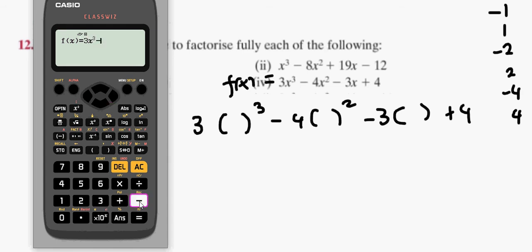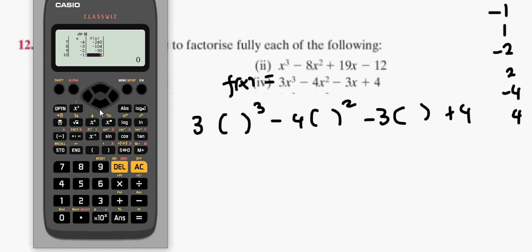What range will I use? Minus 10 to 10 is usually a good one. If you don't get lucky, you can always try another range. Minus 3 times x, isn't it? And then plus 4. Start at minus 10, end at 10, step at 1. Keep going down, wait for it to cross the x-axis. There we are, minus 1, 0.